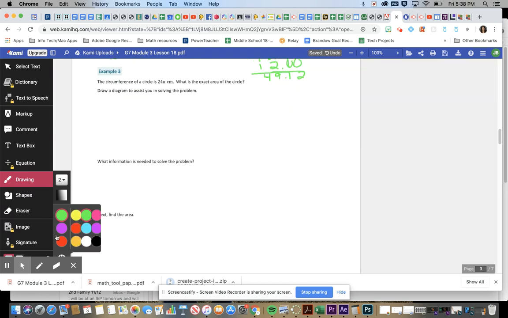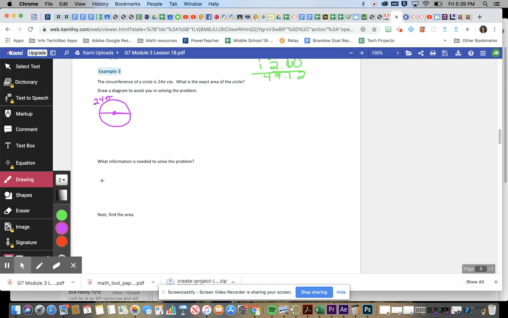All right, example 3. The circumference of a circle is 24 pi centimeters. So they're saying that all the way around is 24 pi centimeters. What is the exact area of the circle? Draw a diagram to assist you in solving the problem. Okay, so I've already started to draw. Here's my circle. Here's the diameter. This would be my center point to help me with the radius.